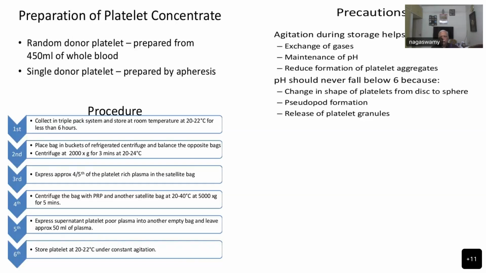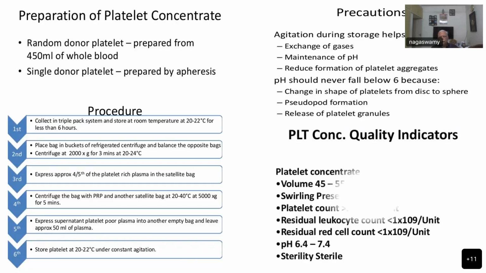What precautions when agitating that before use during storage, which will cause exchange of gases, maintenance of pH is important, to reduce formation of platelet aggregate. The pH should never fall below 6.4, that will cause change in the shape. Pseudopore formation will happen and it may release the platelet granules. So beyond 6 hours, if you collect that, it may not function properly.